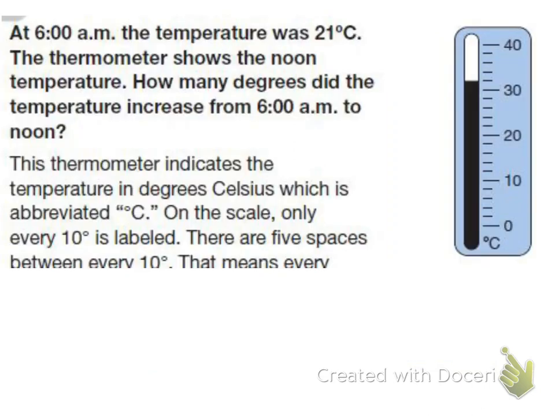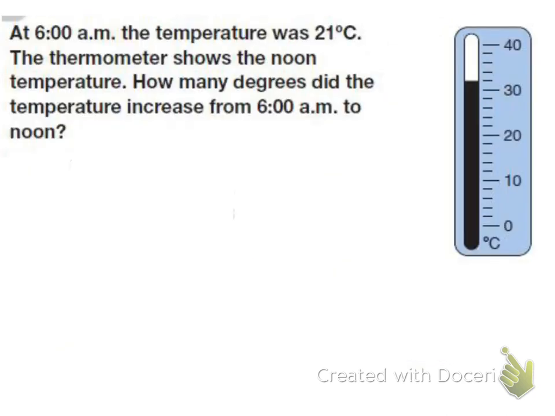Okay. All right, so this says at 6 a.m., the temperature was 21 degrees Celsius. The thermometer shows the noon temperature. How many degrees did the temperature increase from 6 a.m. to noon? So this is showing what temperature it is at noon. And we know it's a Celsius scale because we have the C, which is the abbreviation for Celsius.